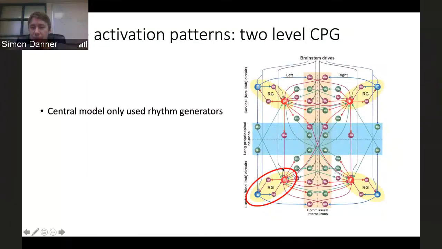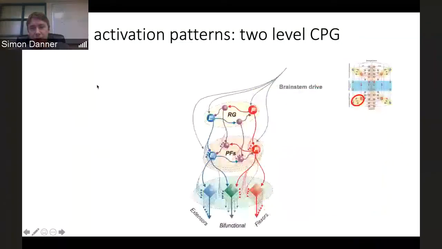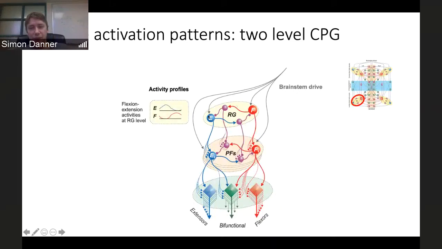Each limb was only controlled by a rhythm generator, which produces flexor and extensor alternation and the flexor and extensor phases, which are clearly different from the specific muscle activation patterns. So in order to obtain those, we have to model a pattern formation network and motor neurons. So this concept builds on Ilya Rybak's two-level CPG organization, and that consists of a rhythm generator, pattern formation layer, and then the motor neurons. So on the rhythm generating level, we have flexor, extensor alternation.